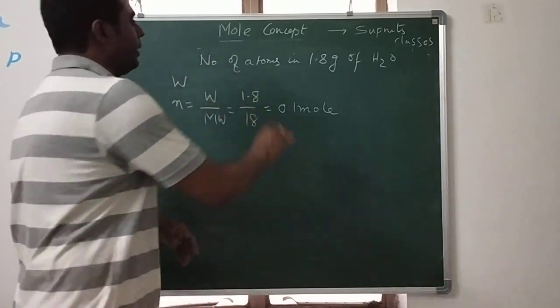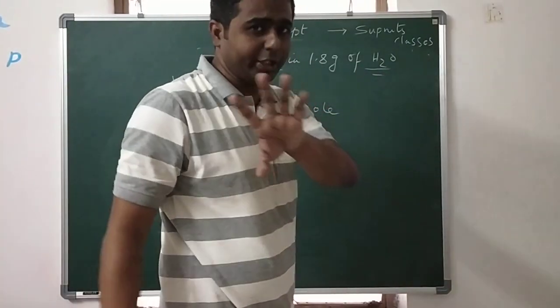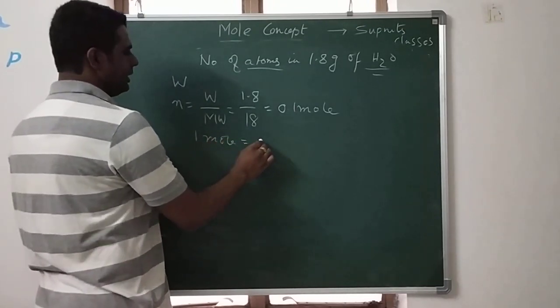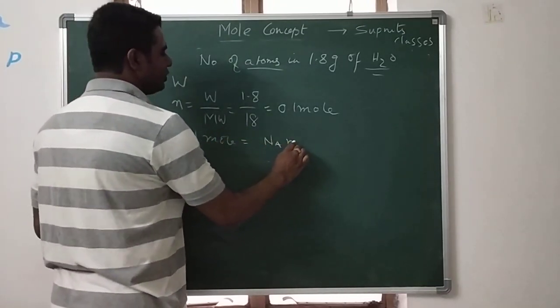Now it has said atoms. Now water is not a single atom, right? Water is a molecule. So first you have to find out the molecules. So 1 mole is equal to Na molecules.